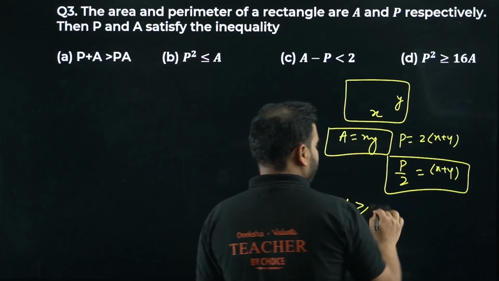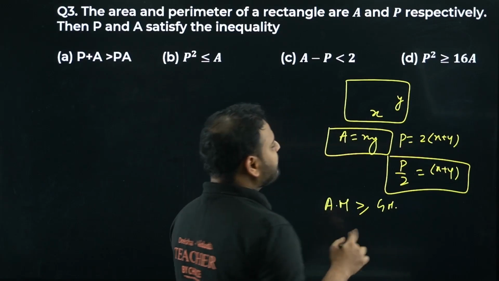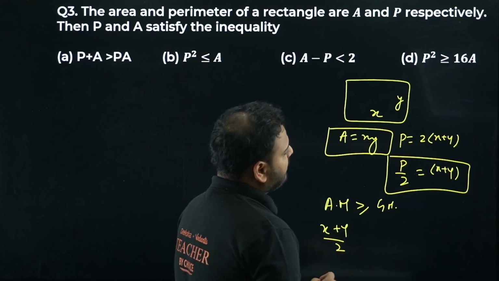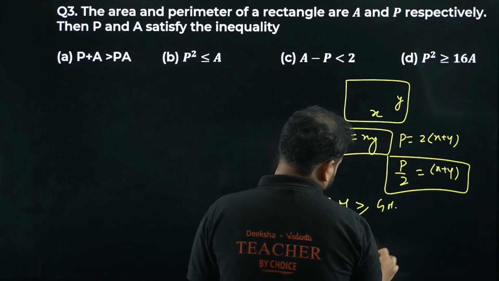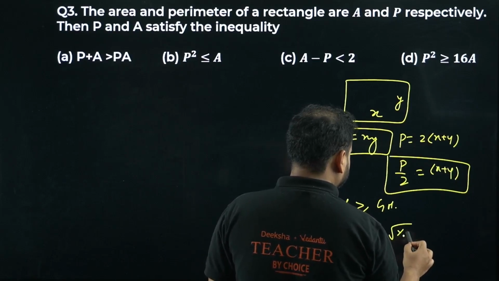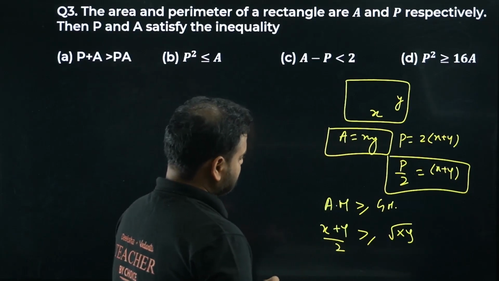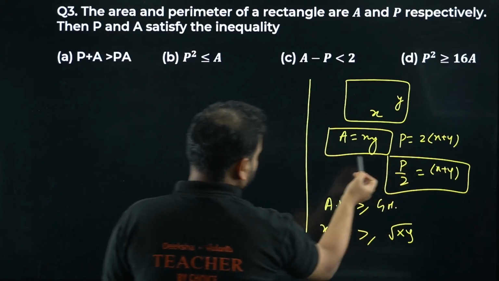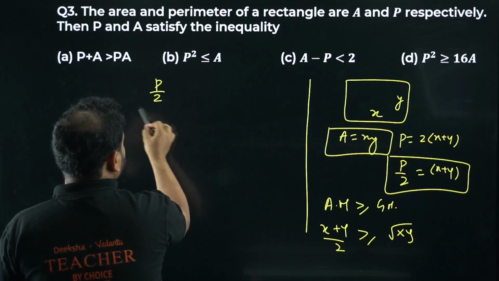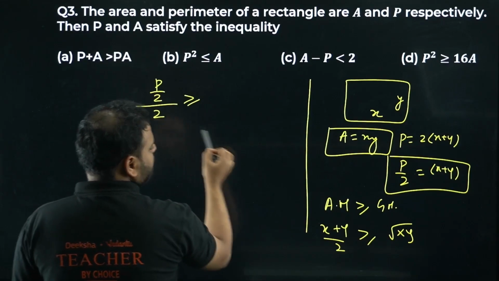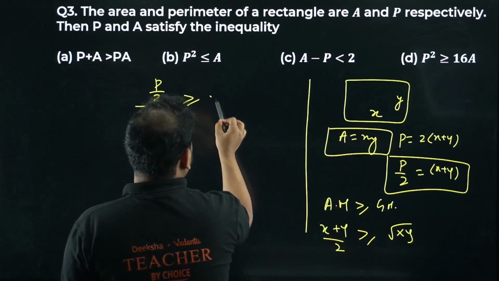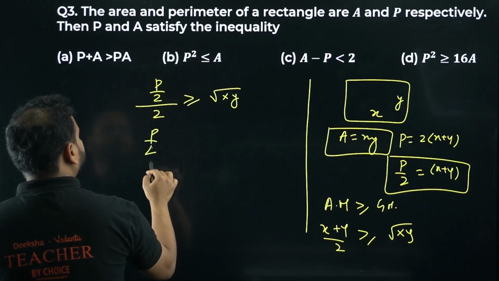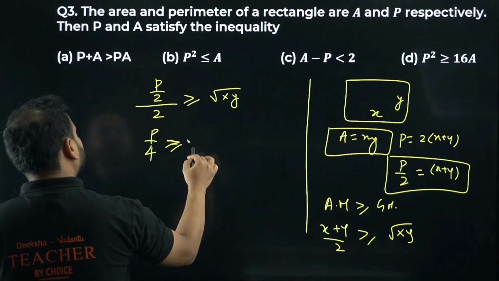AM is greater than or equal to GM. So if I have numbers x and y, what is the AM of x and y, bacha? x plus y by 2. And GM will become root xy. Now put the values we have. We have x plus y as P by 2. So right here P by 2, this whole thing by 2, is greater than or equal to root xy. And now it becomes P by 4 greater than or equal to root xy.